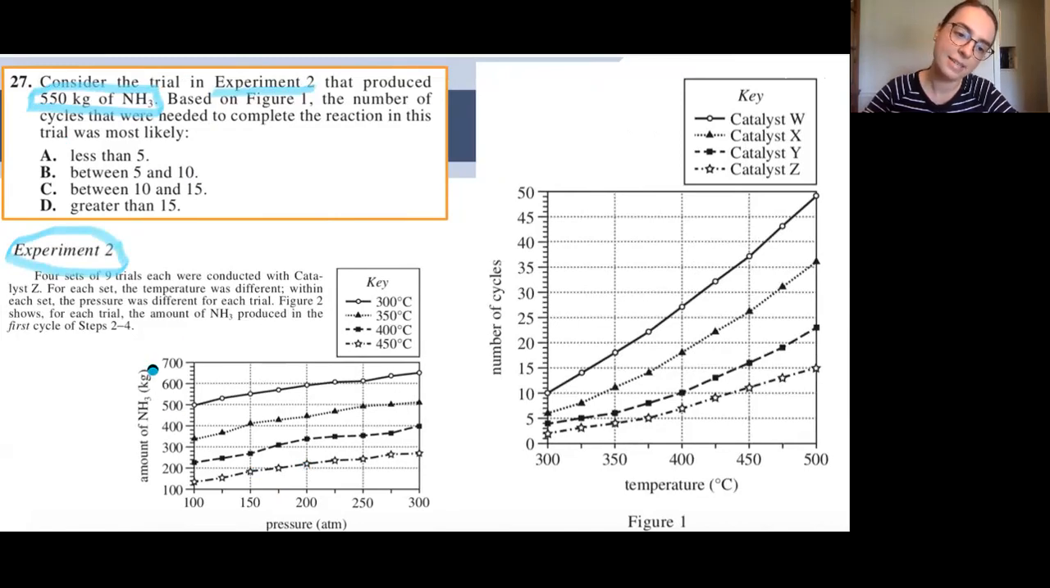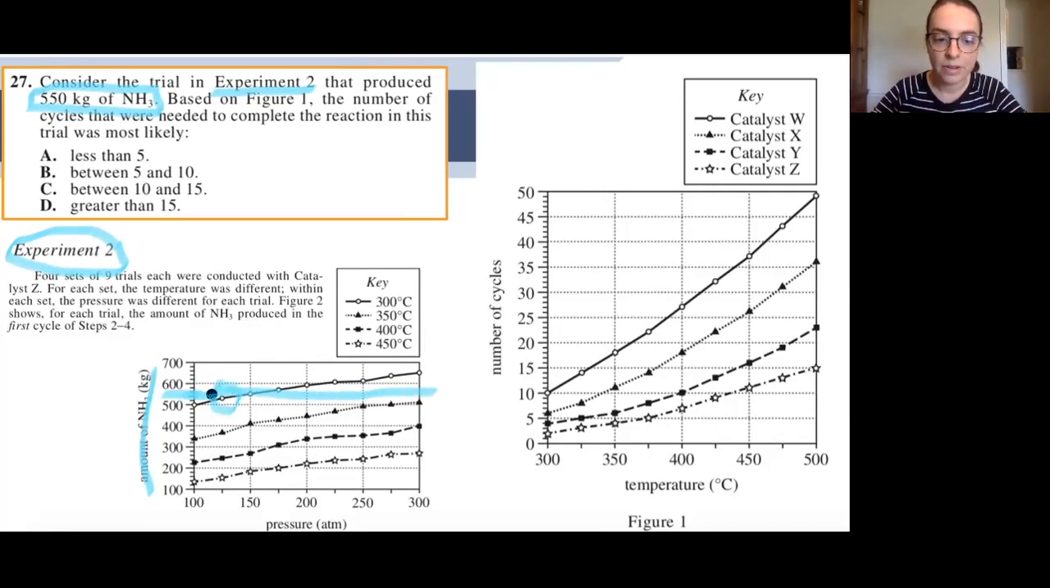Okay, if I look at my axes, I see amount of ammonia here. I find 550, it's around here. And usually on the test, I will draw a line along that so I know which section I'm looking at. That means I must be looking at this trial here because that is the only one that had 550 kilograms of ammonia made. So I'm looking at this dot, okay? Let's see what the rest of the question asks. Based on figure 1, okay, so something in figure 1 is going to be important later. I'll circle figure 1. The number of cycles needed to complete the reaction in this trial was most likely what?